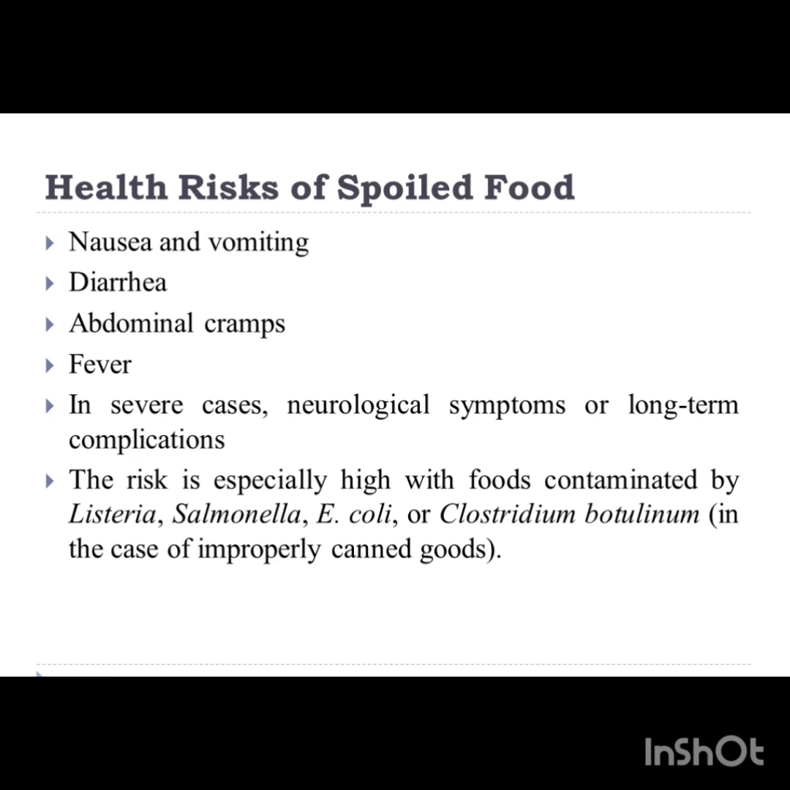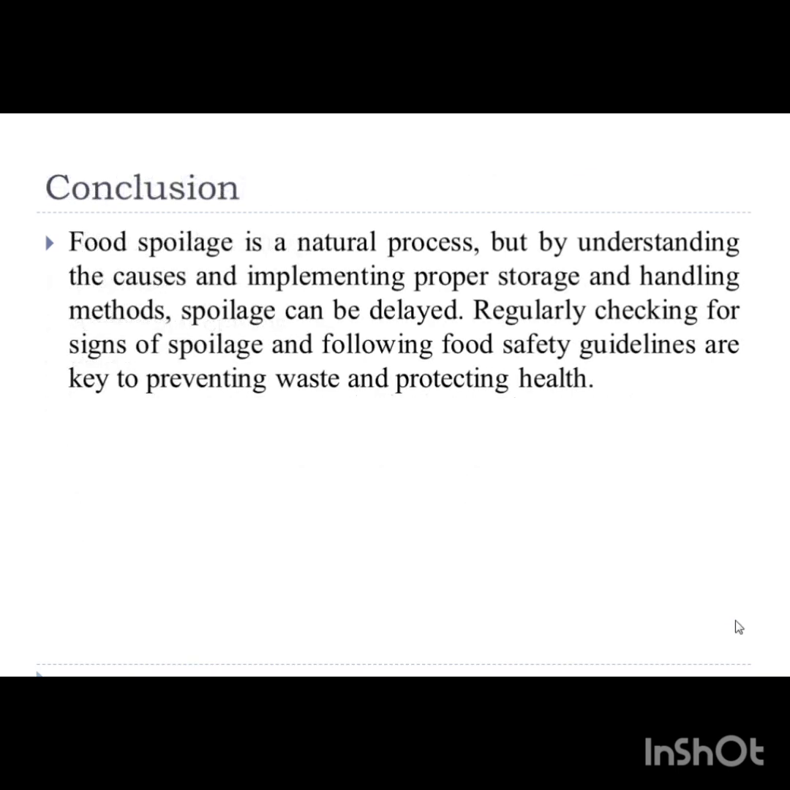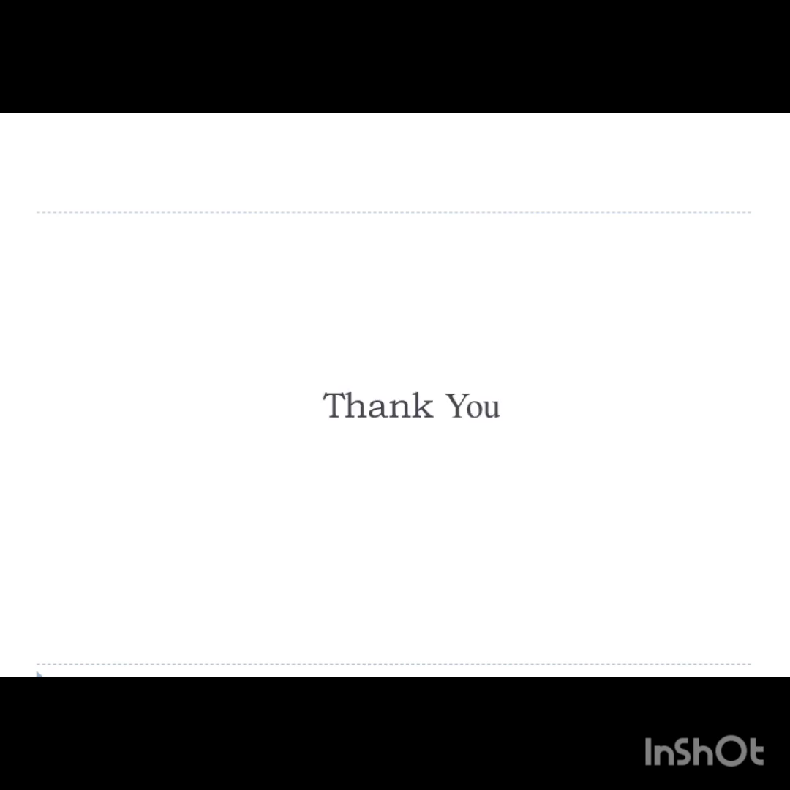Now the health risks of spoiled food: it will cause diarrhea, vomiting, nausea, abdominal cramps, fevers and neurological symptoms if it is very poisonous. So we can conclude in a few lines that food spoilage is a natural process, but we have to understand which food is spoiled so that we do not consume it, and we have to follow the safety guidelines so that we can take care of our health. Thank you.